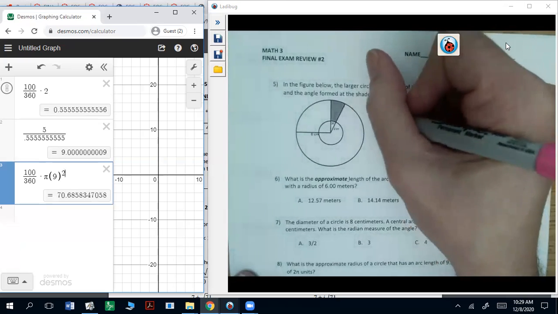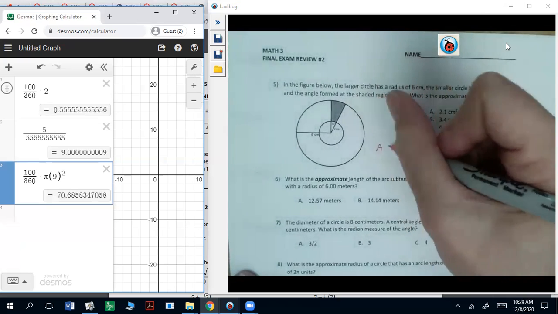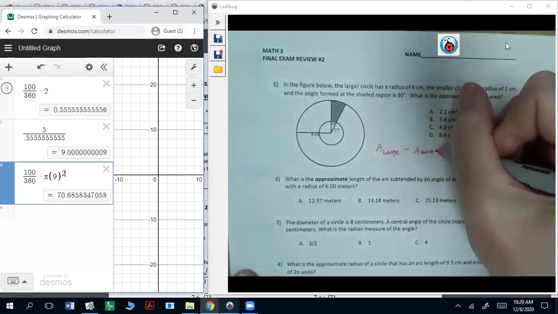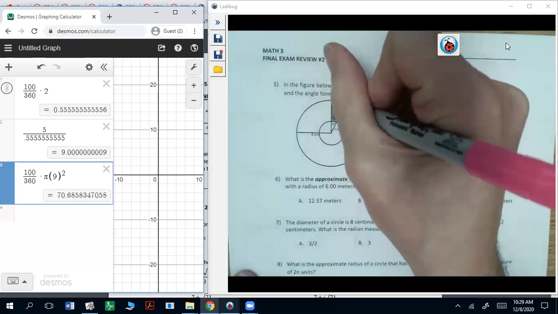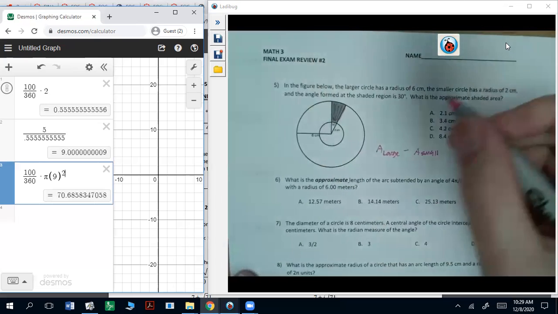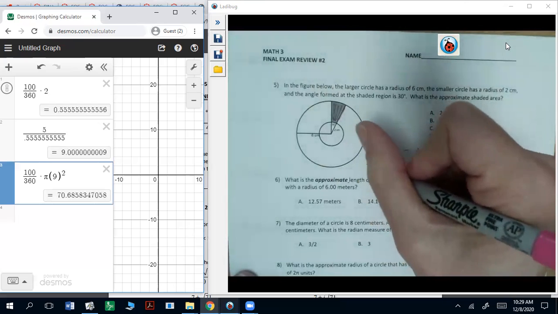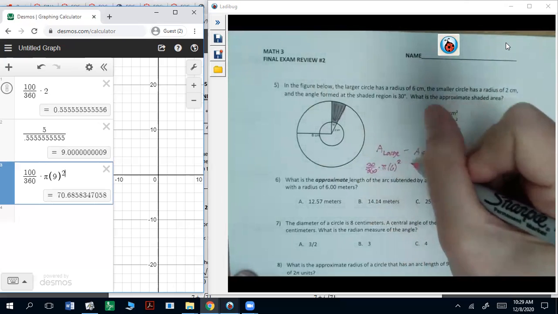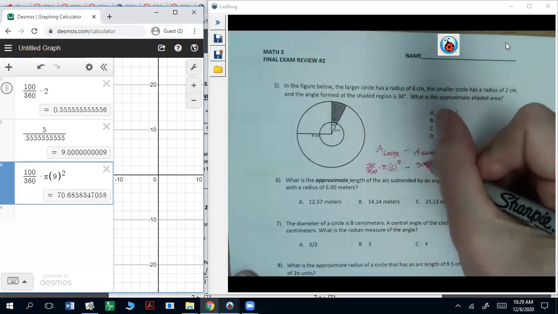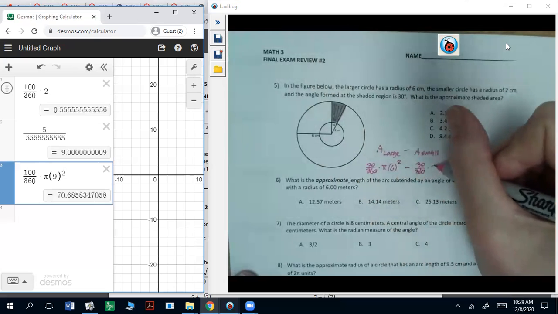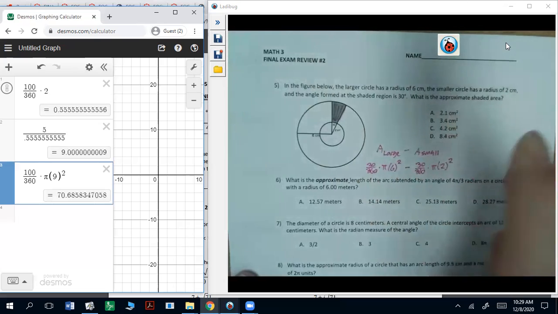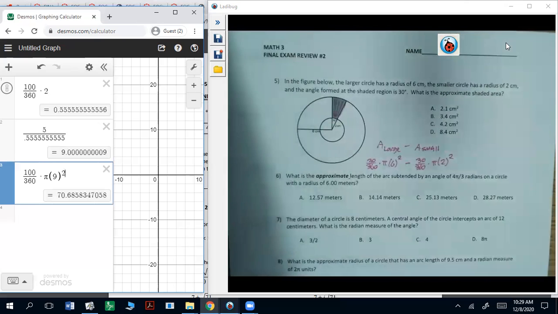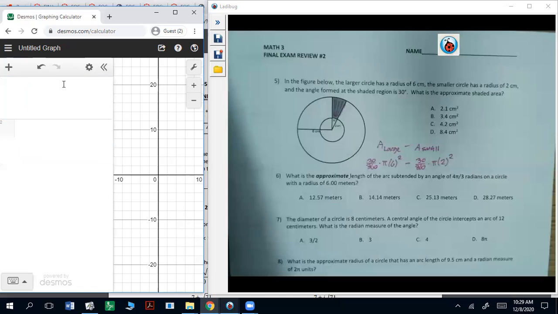We're going to do the area formula twice. So we're going to do the area of the large minus the area of the small, because if you look at the shaded region, it's that outside part. So the area of the large is going to be 30 over 360 multiplied by pi times 6 squared. And the area of the small is going to be 30 over 360 multiplied by pi times 2 squared. So we're going to get both of those different areas and then subtract to get the overall shaded region.